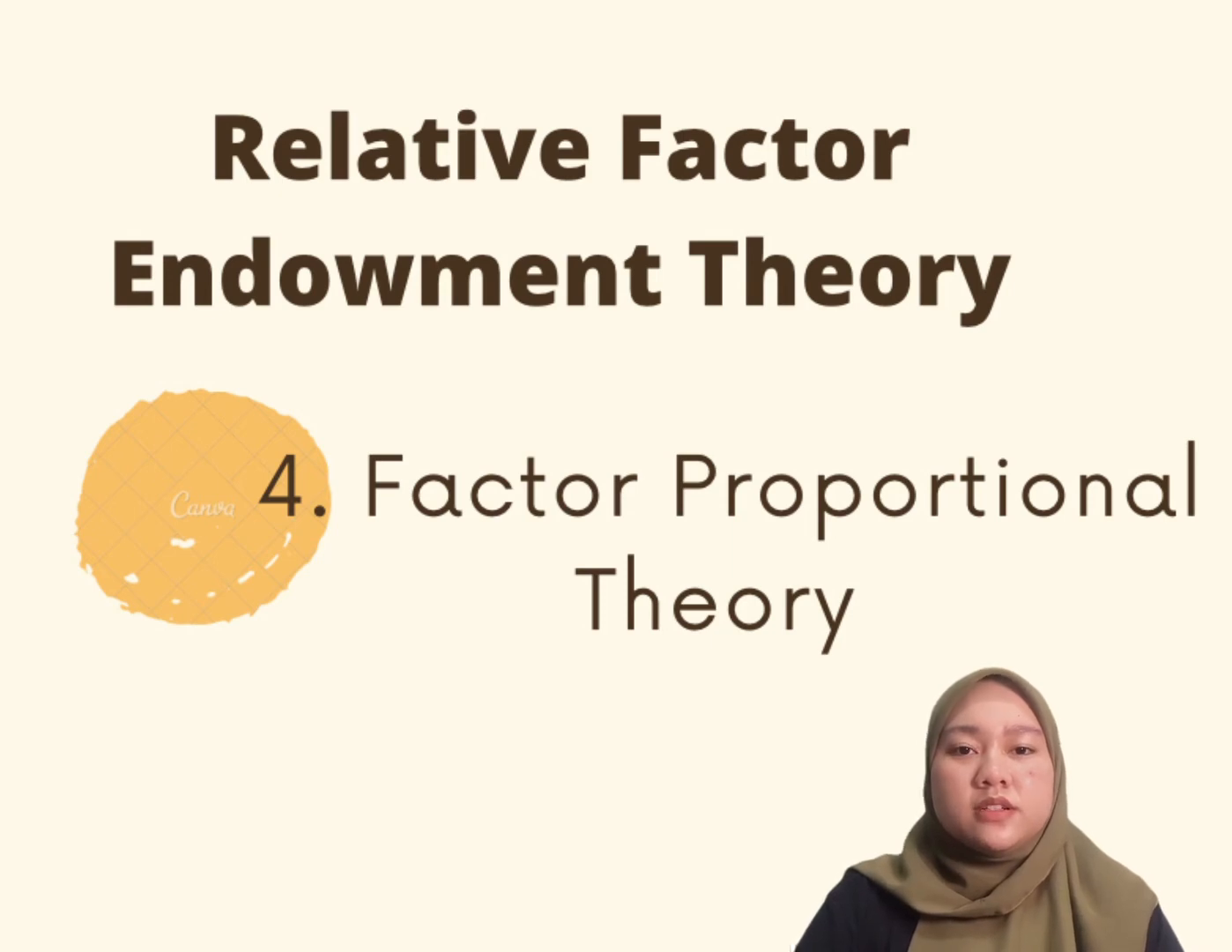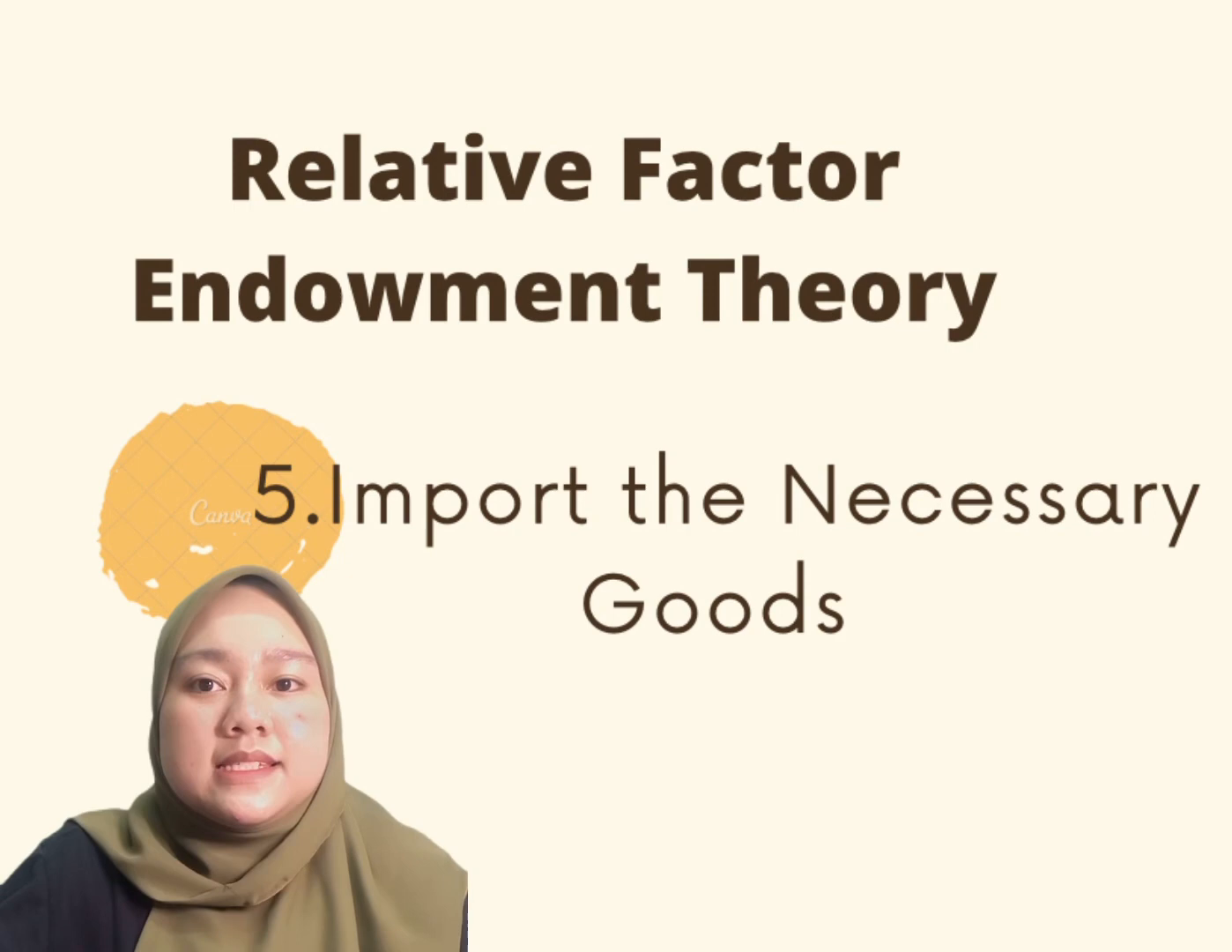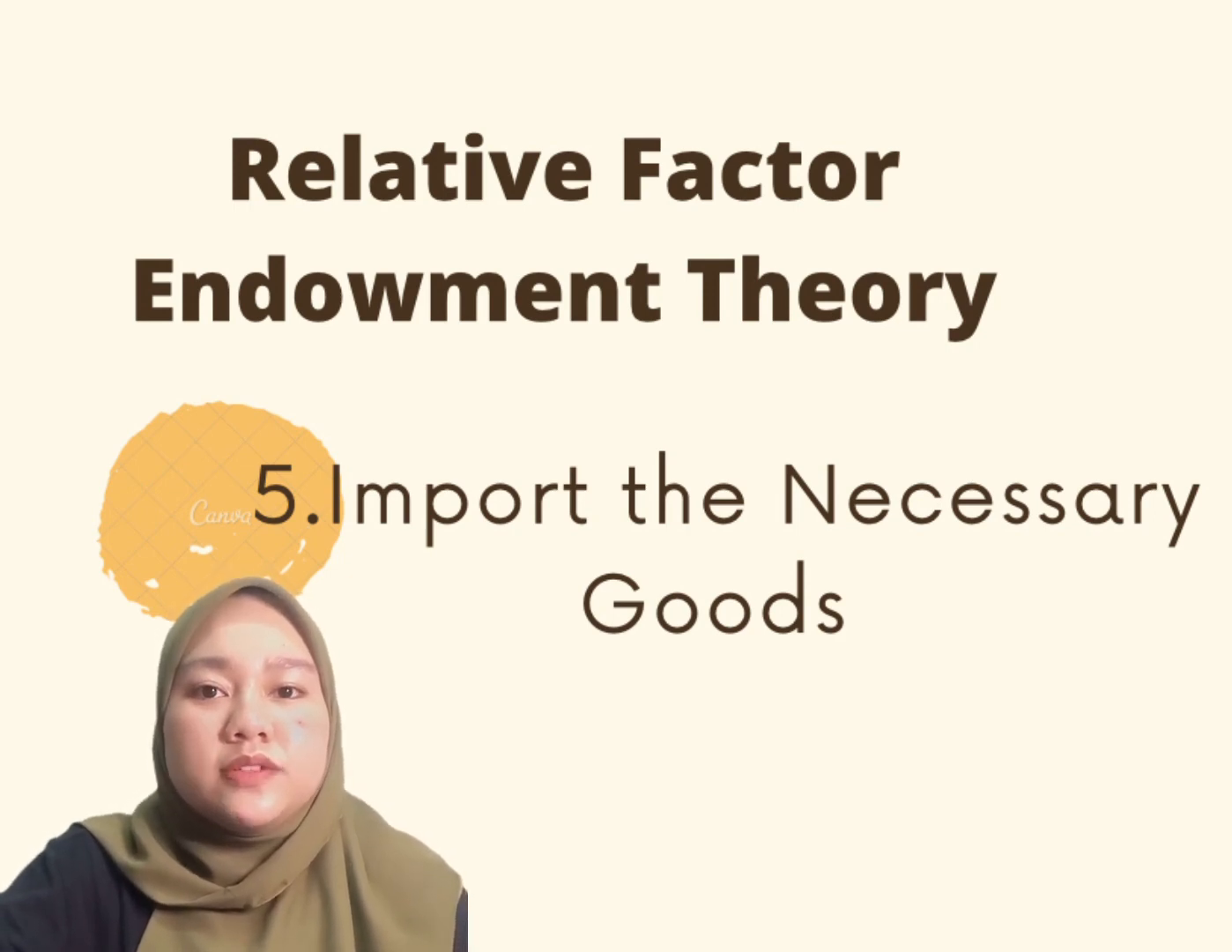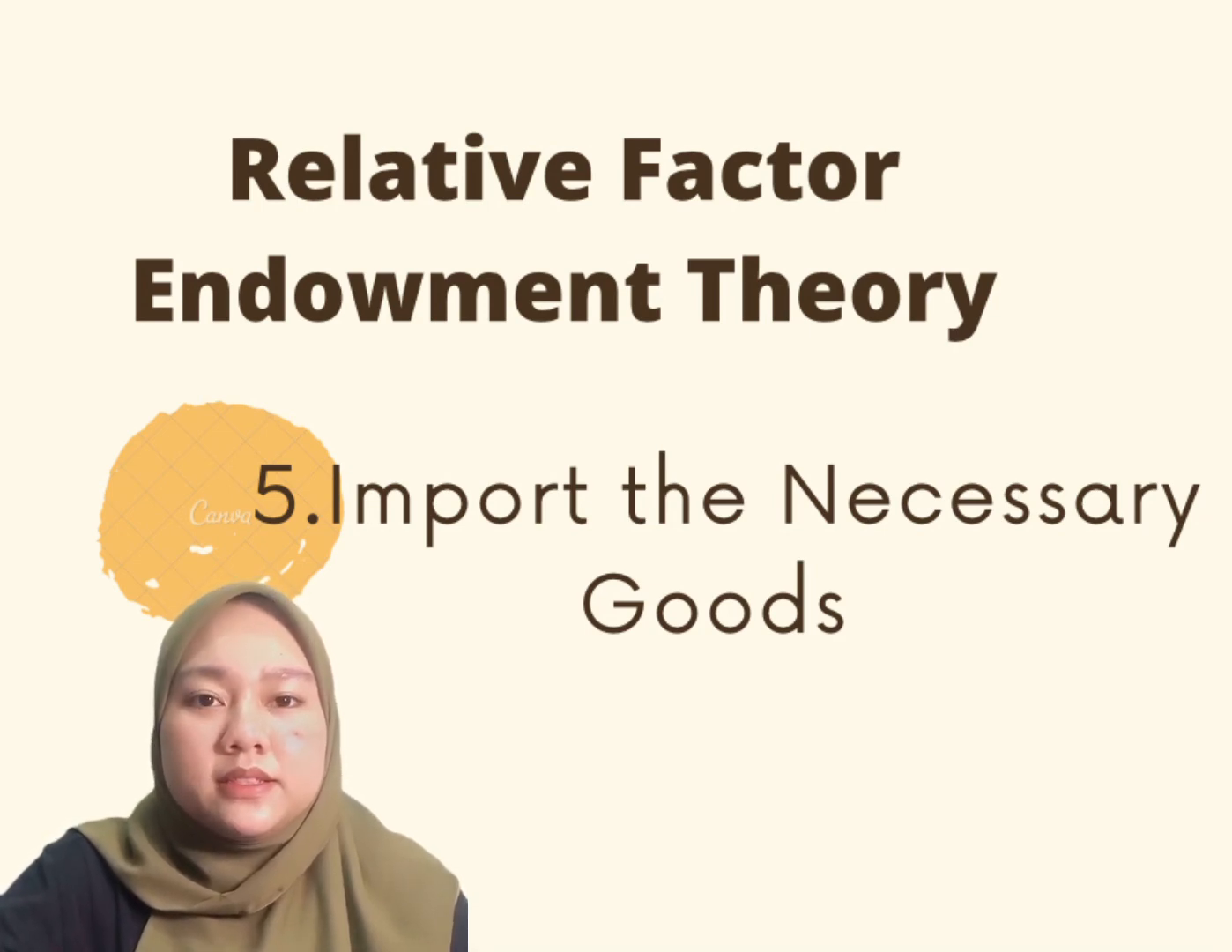Their theory, also called the factor proportion theory, states that countries should produce and export goods that require resources or factors that were in great supply and therefore cheaper production factors. Lastly, import the necessary goods. In contrast, countries would import goods that require resources that were in short supply but higher demand.